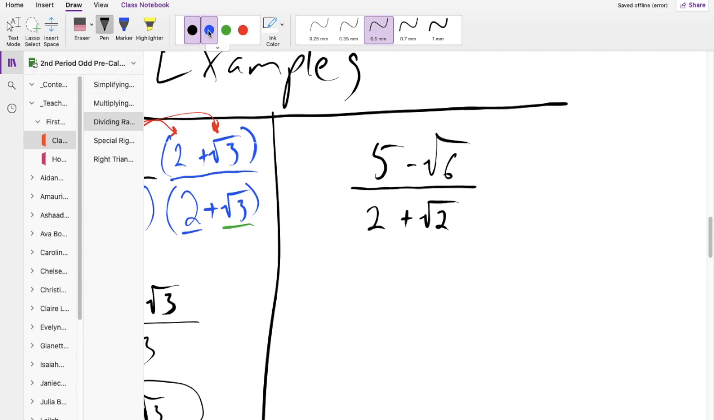So again, the very first thing I'm going to do is put parentheses around any binomial or anything higher. So I'm putting it around my numerator and my denominator. Since I'm trying to rationalize my denominator, that means I'm going to multiply this binomial by its conjugate pair. And this conjugate pair is going to be 2 minus the square root of 2. So all I'm doing is just changing the signs.